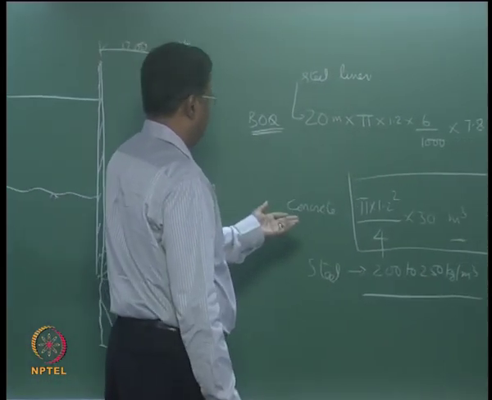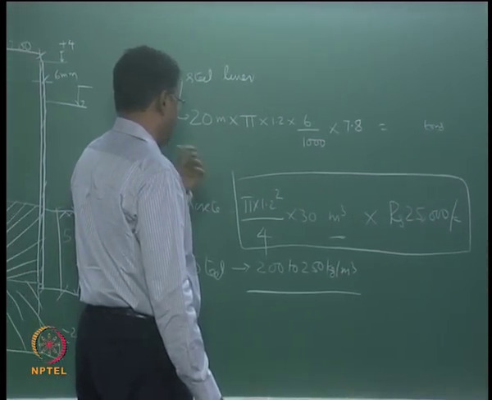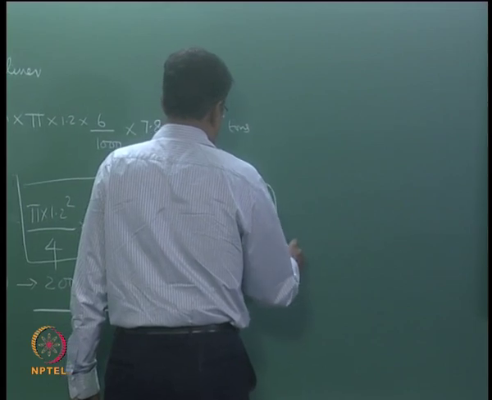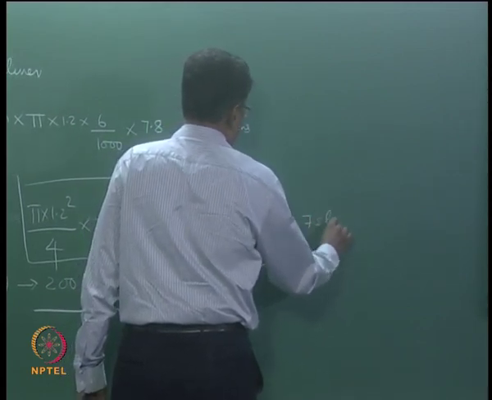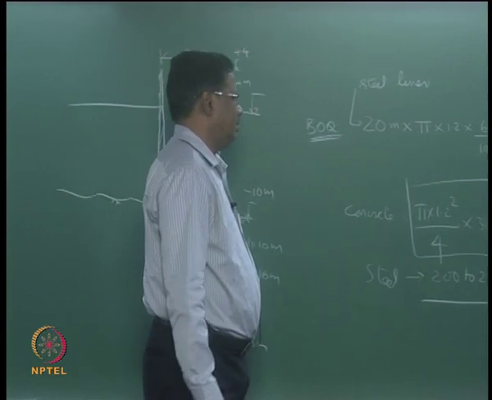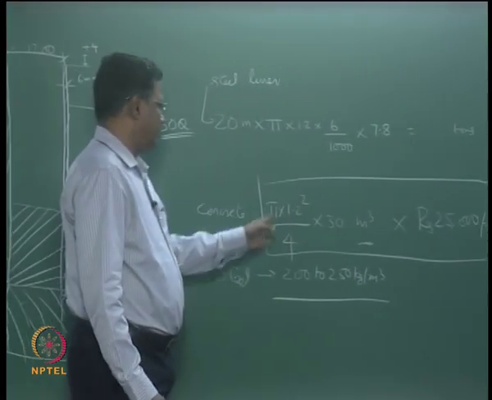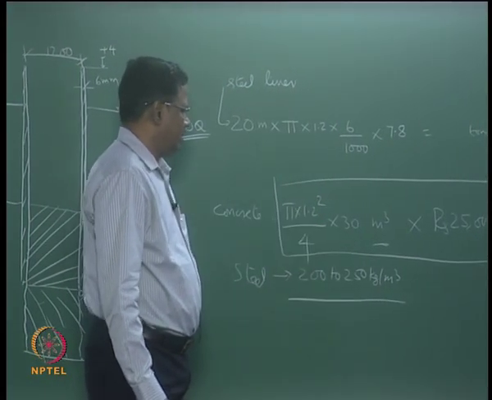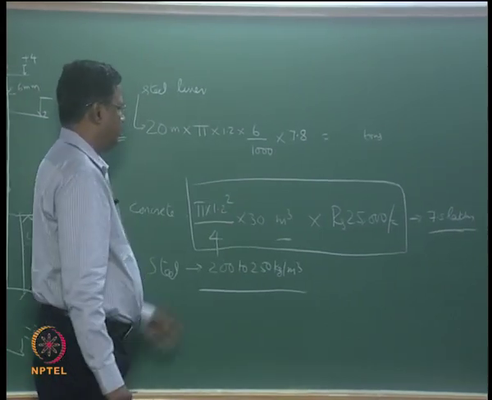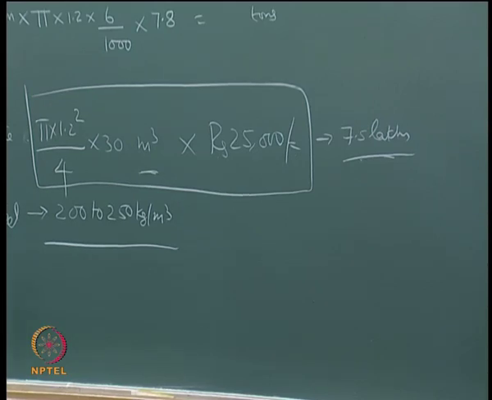The cost of a pile will be approximately 30 cubic meters. Pi d square by 4 will be approximately 1, so it will come to 30 cubic meters. 30 cubic meters into 25,000 will become 7.5 lakhs per pile. So this gives approximately the cost.